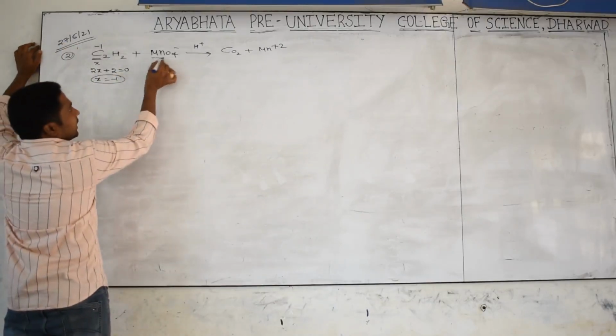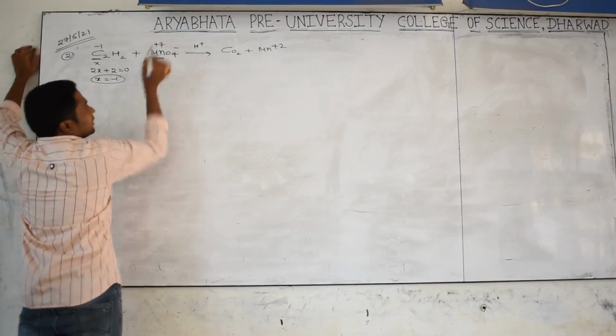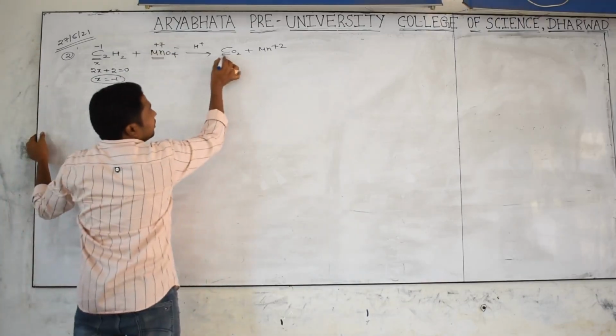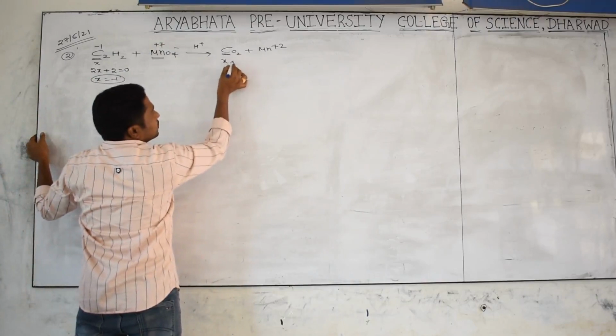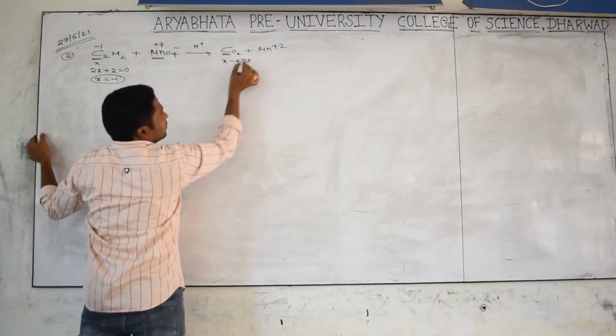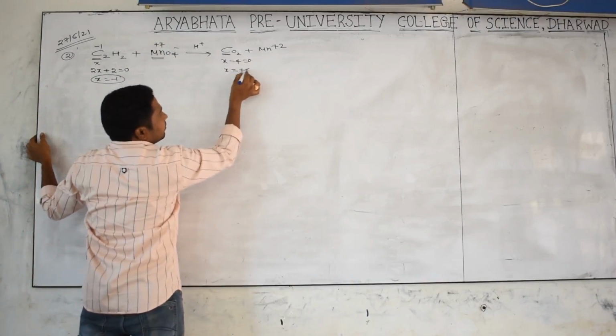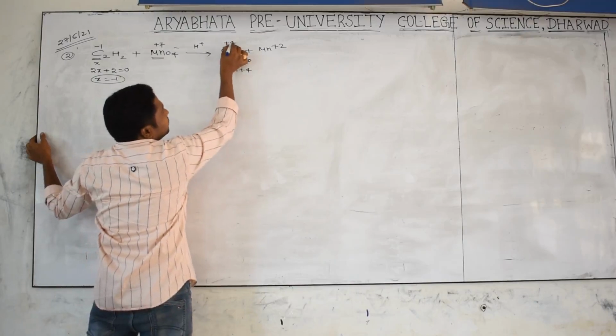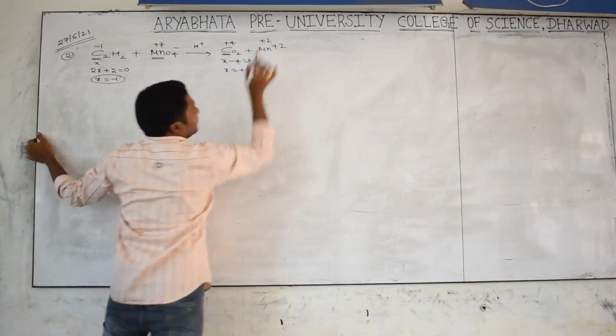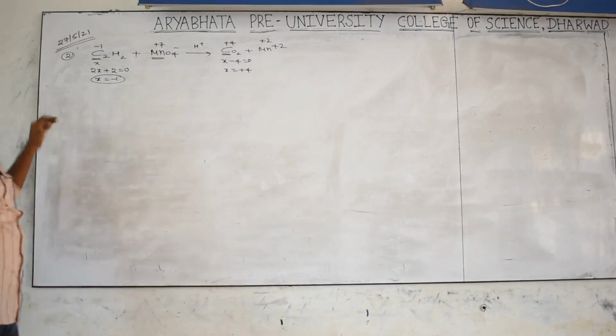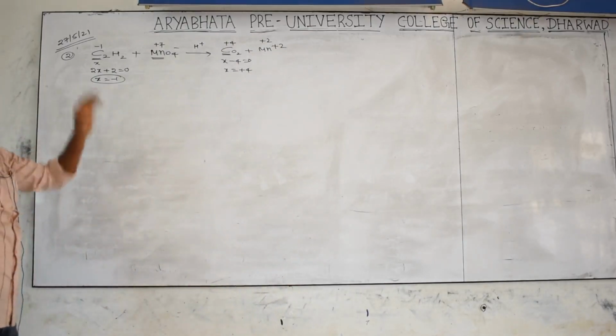Already we calculated the manganese oxidation number is plus 7. You can get it here: the carbon oxidation number X, plus 2 oxygens which are minus 4, is equal to 0. Then X is equal to plus 4. Write down here plus 4. Here the oxidation number is plus 2. The second step is over. The skeletal equation and the oxidation numbers are done.